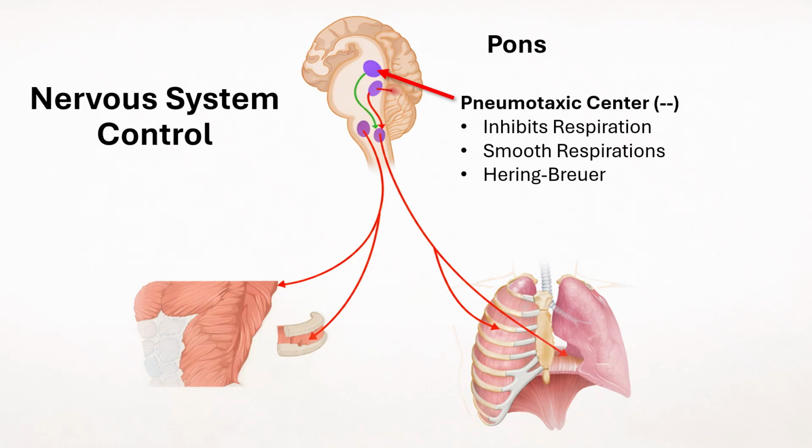So here, as I was saying before, the dorsal group sent a message down saying contract, contract, contract, then we have stretch receptors in the lungs that basically say we're contracted enough. We have a full inspiration. That sends a message up to the pneumotaxic center, and then the pneumotaxic center inhibits respirations. And that causes us to have nice, smooth respirations in and out. That whole thing is called the Hering-Breuer reflex.